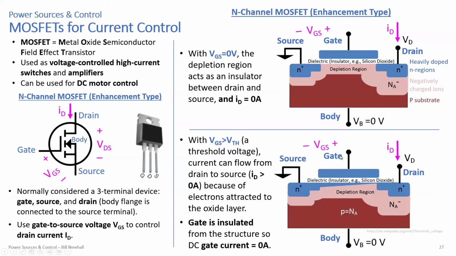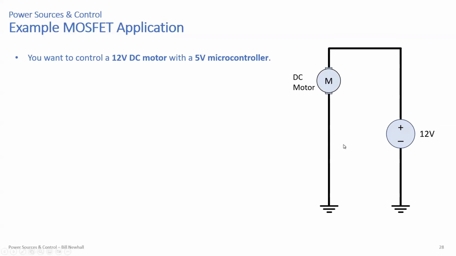All right, so let's talk about an example MOSFET application. You want to control a 12-volt DC motor with a 5-volt microcontroller. You can't connect the output pin of a 5-volt microcontroller and apply 12 volts directly to a motor. So here's your 12-volt power supply. Here's your motor. And if you connect the motor like this, just as it's shown, the motor will run. It'll never stop. Remember, grounds are connected. These are a common node here.